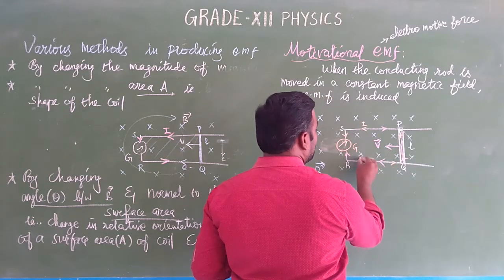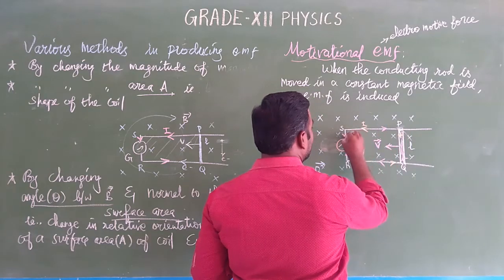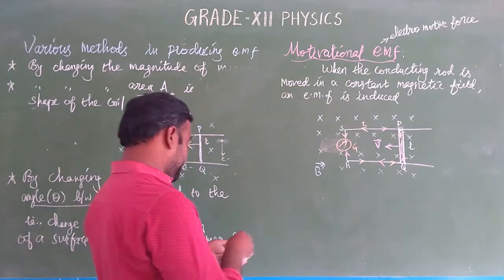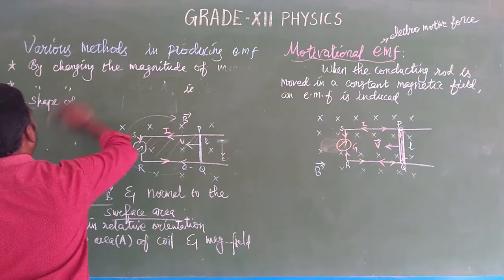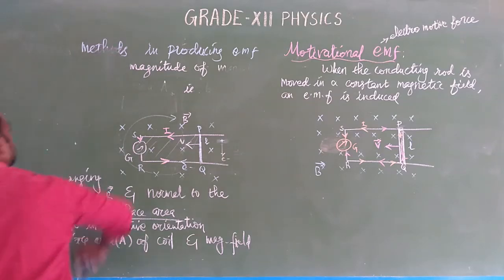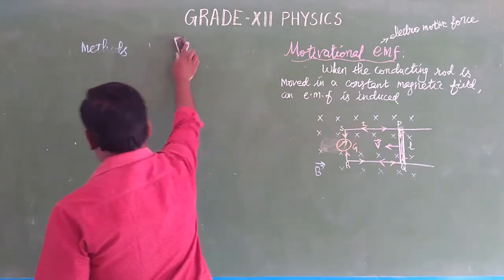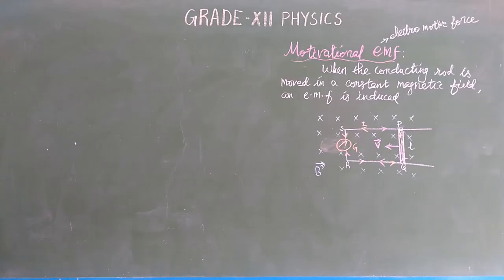And the orange color one is the conventional current direction. It is in anti-clockwise direction. Okay, so we want to find the EMF first. So first we will find the EMF.